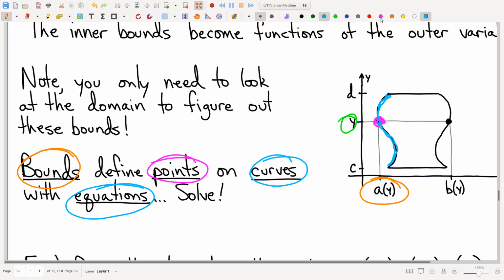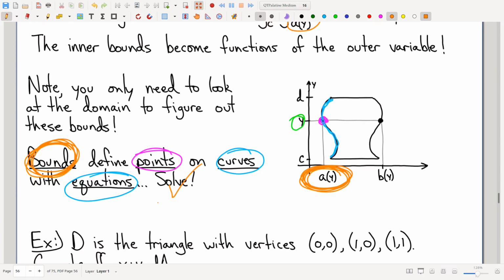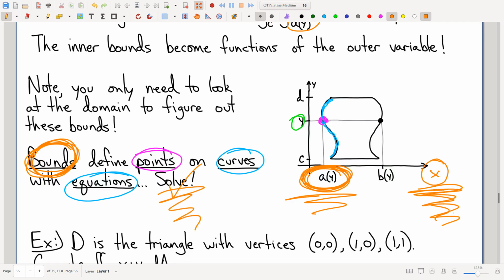And if you want to know what the bound is, how am I going to find that bound? Well, you just solve for whatever variable that is. In this case, that is an x coordinate. It is a lower bound for x. So you solve for x in that blue equation. Solve for x as a function of y, and that gives you the corresponding bound.